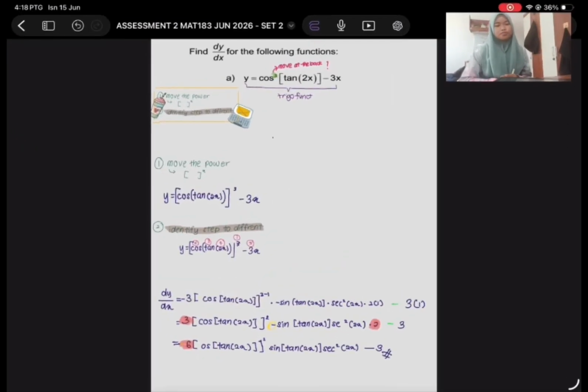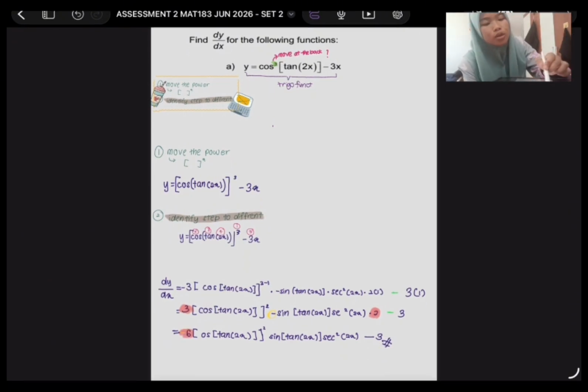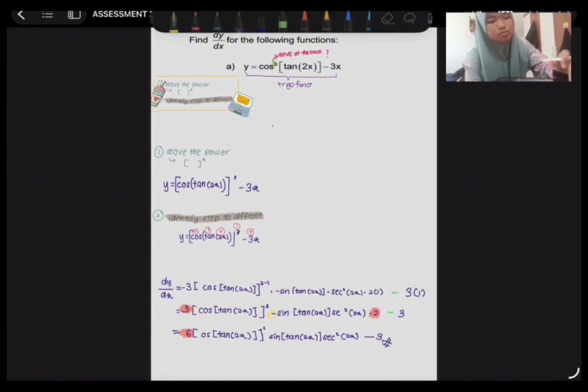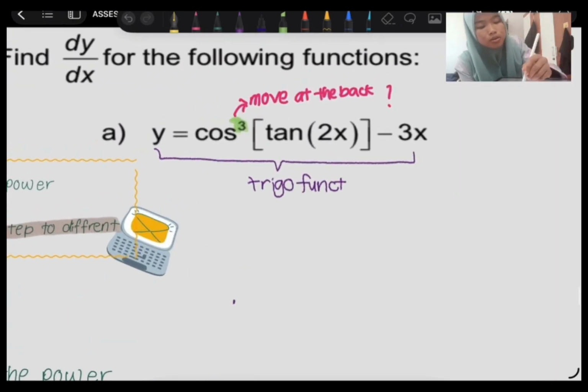So I'm going to explain how to solve equation number 2. Okay. So for equation number 2a, we have a trigo function. How do we know it is a trigo? Because we can see right here it is cos. Okay, and in the bracket is the angle. So if you can see closer, they have a power.